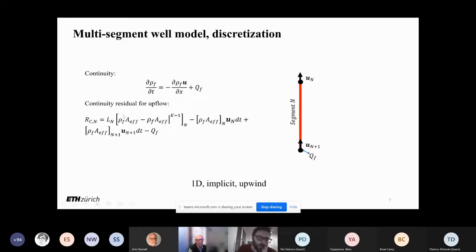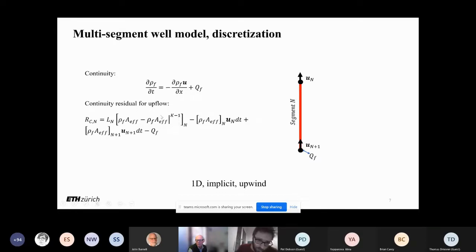And this residual is equal to the mass of fluid contained in the segment minus the mass of fluid contained in the segment in the previous time step. The mass of fluid is simply the length of the segment times the cross-sectional area of the segment, which can be modified with precipitation. That's why we have an effective cross-sectional area times the density.